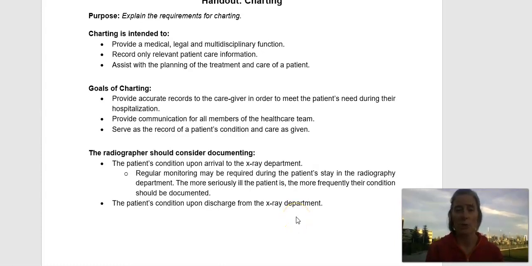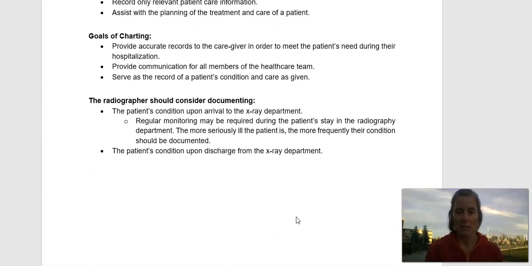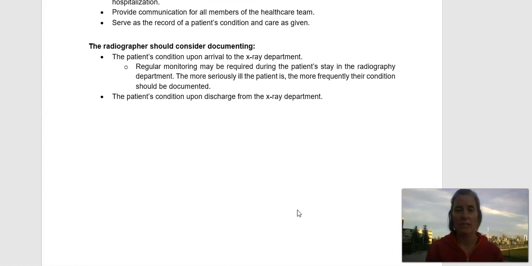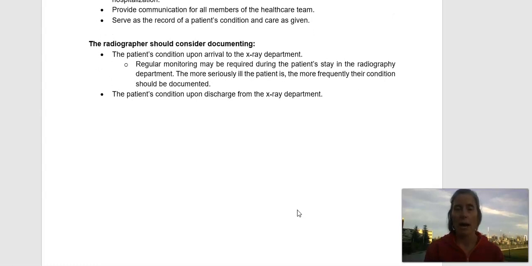When it comes to documenting, the radiographer needs to keep a couple of things in mind. As a patient enters the x-ray department, we want to make sure that we are eyeballing that patient. We want to determine what the status is of that patient as they came into the department. So that would be something that we may include on the arrival of the patient as we chart that information. What were they like? Were they somewhat labored in their breathing? Were they lethargic? That sort of thing.